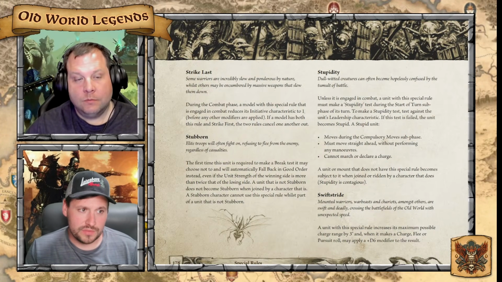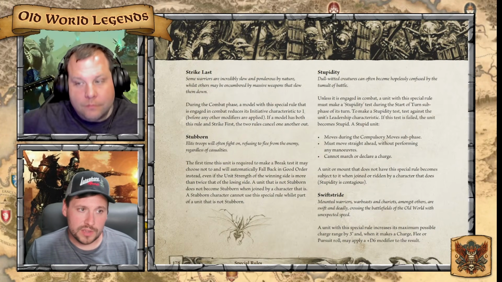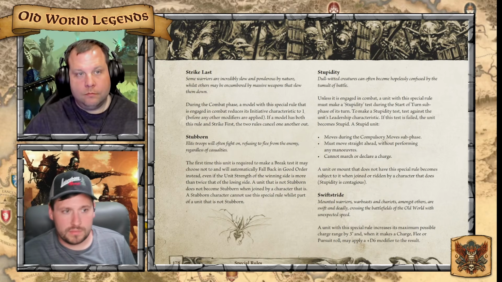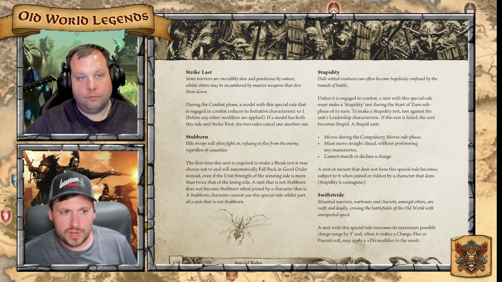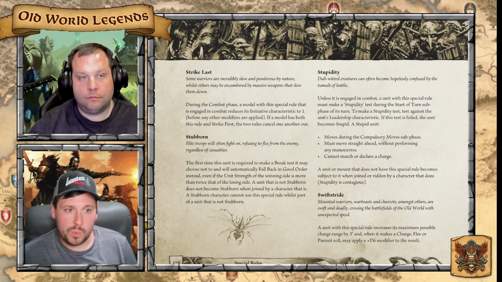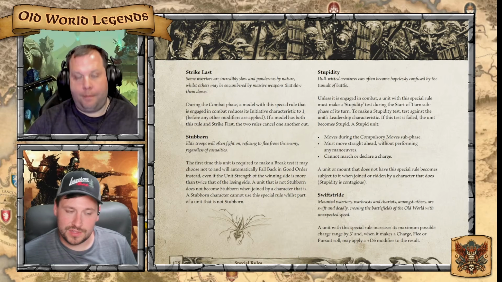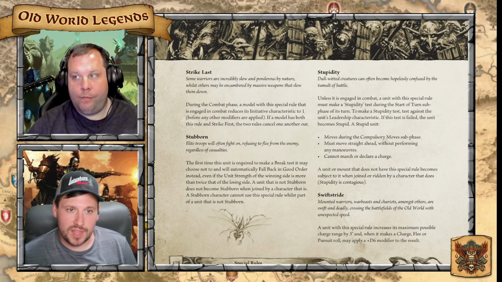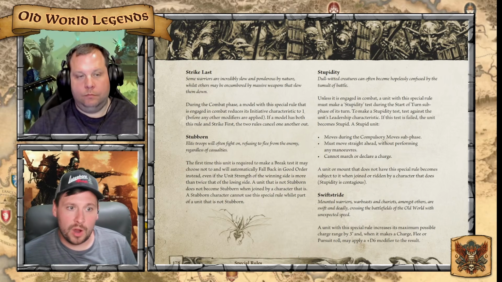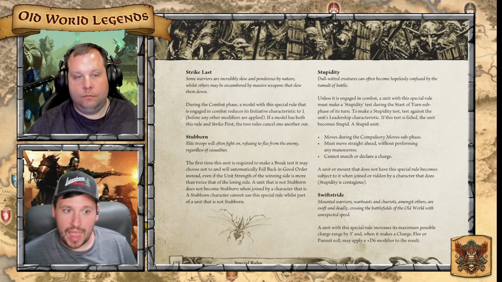So we just talked about strikes first, and now we're going to get into strikes last. What's interesting about strikes last, and maybe confusing some people, is that the majority of the time this is a special rule that is on a weapon, not on a model. There have been a lot of FAQs about this, but strikes first and strikes last work differently when they are on your weapon than when you just have them innately.